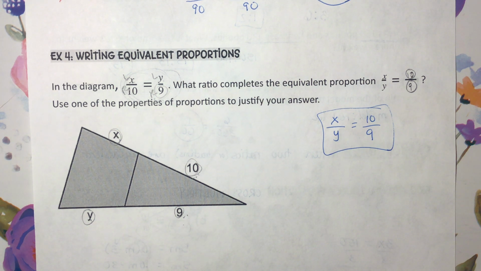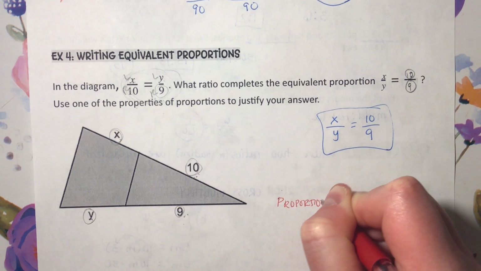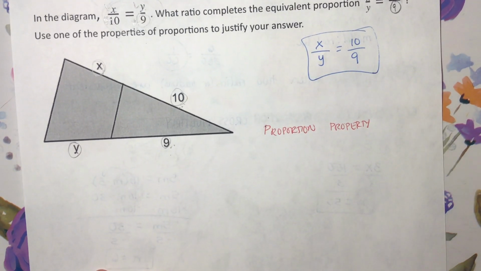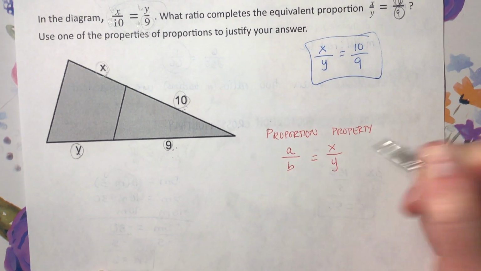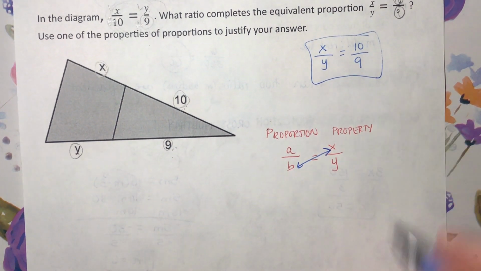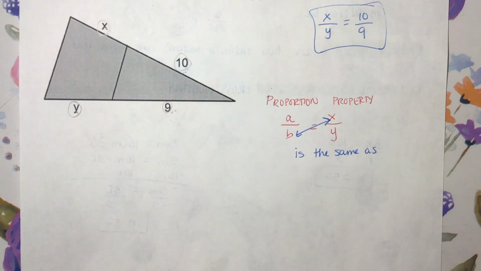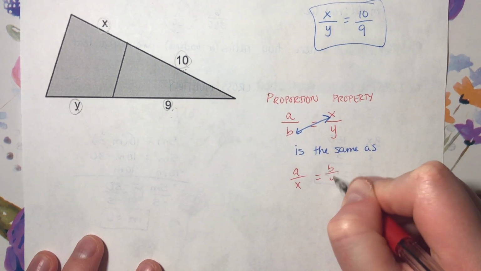But there is a rule in proportions that I would like to show you. And it is a property. And it basically says this. If you have A over B is equal to X over Y, and this is just a generic thing, you are allowed to switch these two guys and get the same thing. So that is the same as A over X is equal to B over Y.